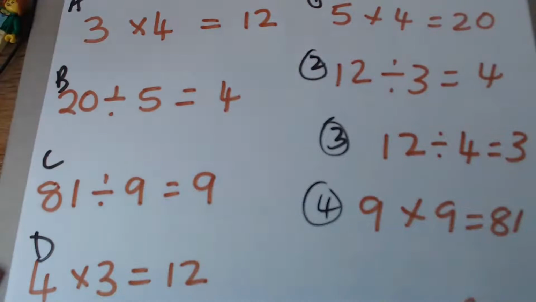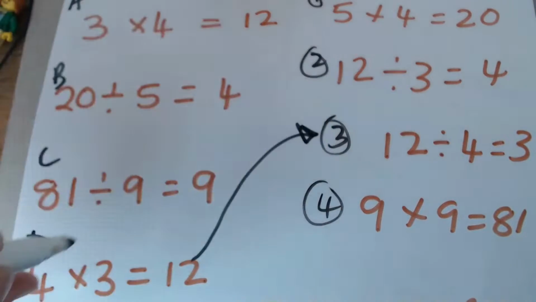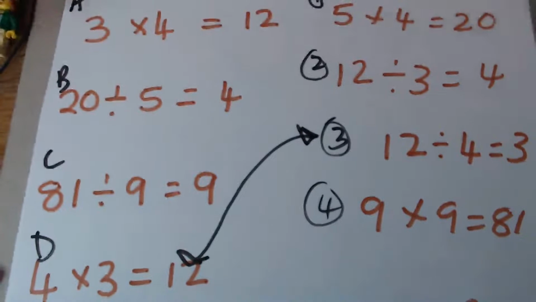12 shared by 4 is 3. Quite right. So we have got a link there. D and 3 go together. Let's have another idea.